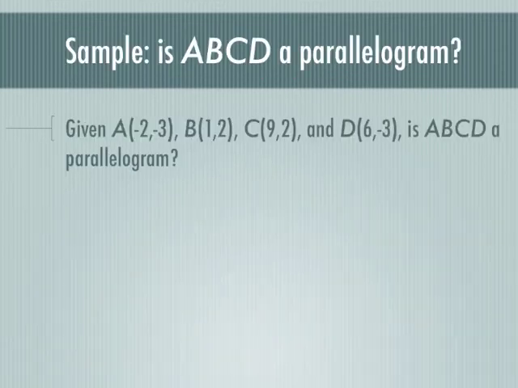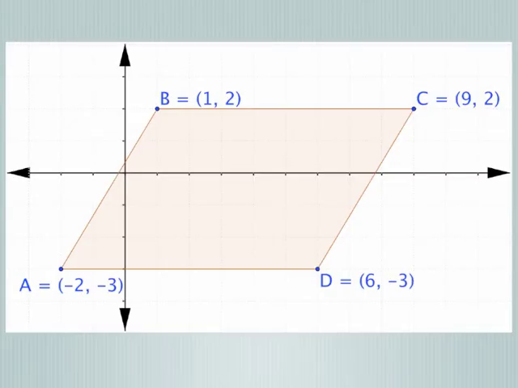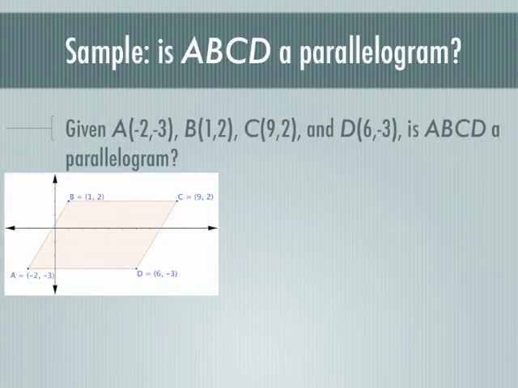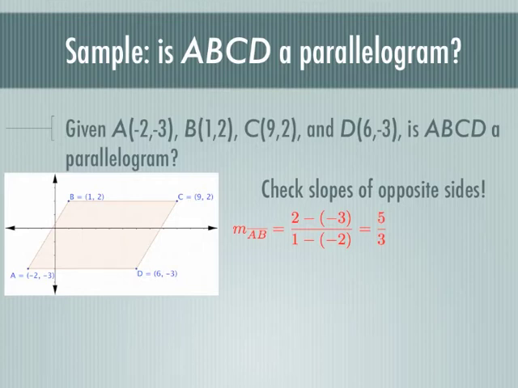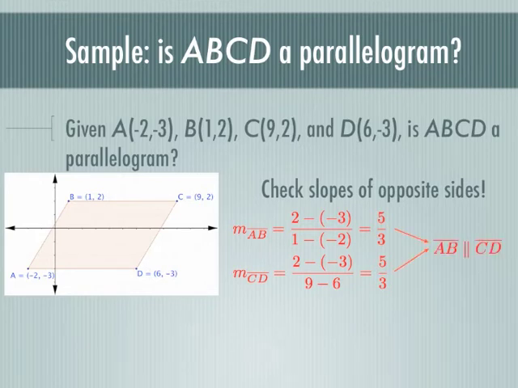So let's take a look at this example. Here we have ABCD, and we've got a couple of coordinates, and we want to decide whether this is a parallelogram or not. Well, we can graph it, and it sure looks like a parallelogram. But in order to verify it's a parallelogram, we have to check slopes, the slopes of opposite sides. So first, if I check the slope of AB, I see that slope is 5/3. Slope of CD is also 5/3, so therefore AB is parallel to CD.